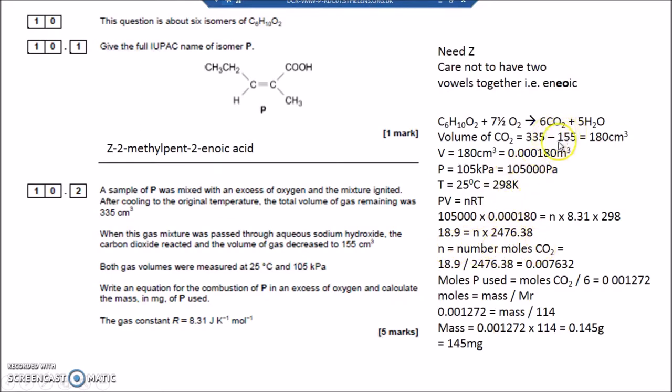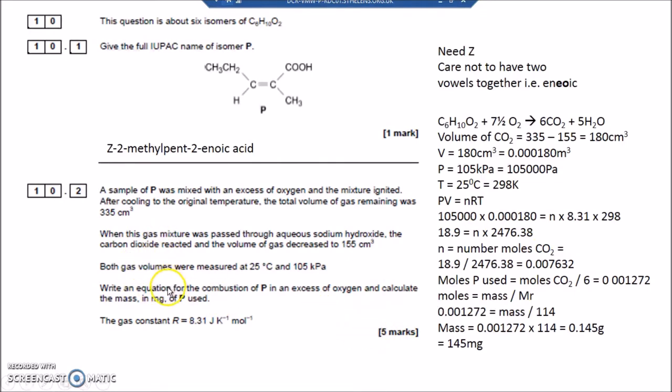We've got to remember that, because we've worked it out for the volume of carbon dioxide. So n is the number of moles of carbon dioxide. It is now 189 divided by 2476.38, which equals 0.007632. I've worked out the number of moles of carbon dioxide. So I've got quite a lot of these marks already, probably 3 or 4 marks already.